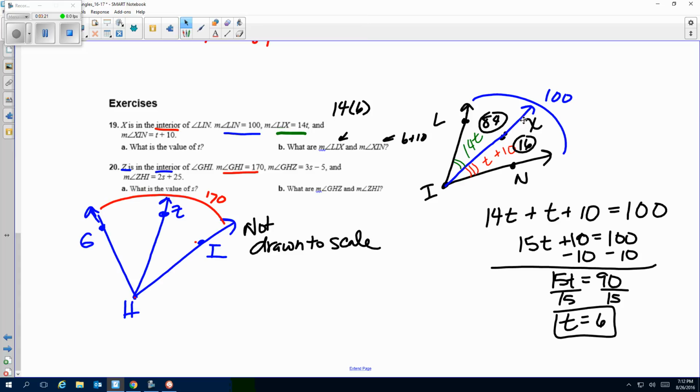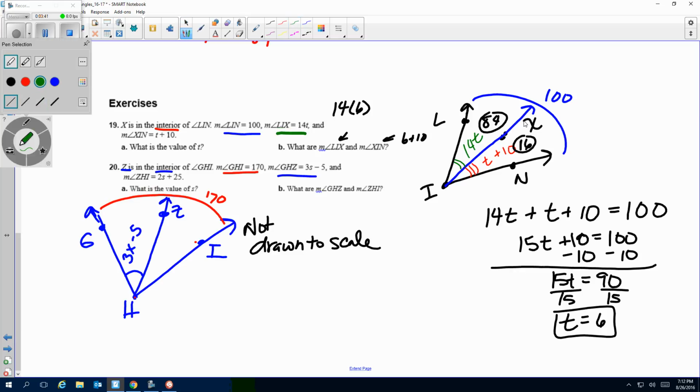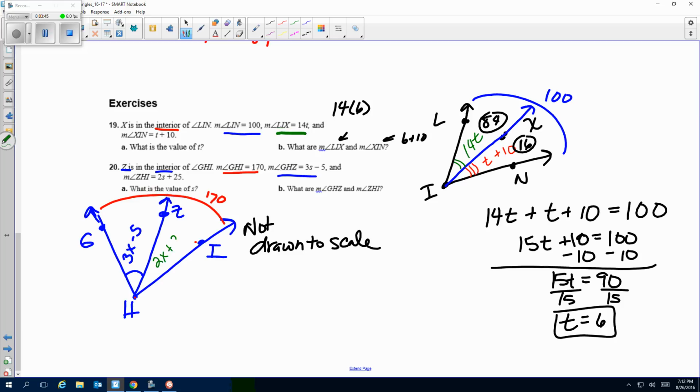So what I'm going to do now is go ahead and label our parts. We know GHZ, this angle here, is 3s minus 5. I hate that they use S. I'm going to do X. Okay, it's the same value. It's just that the S is going to be hard to see. It's going to look like a 5 when I write it. And then we know that ZHI is 2X plus 25.